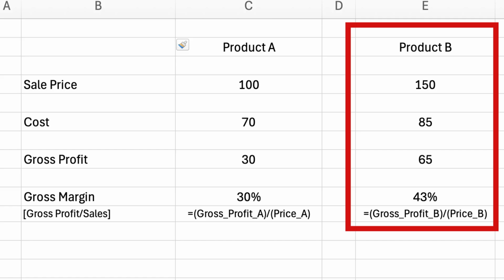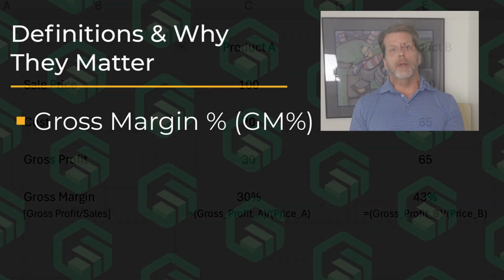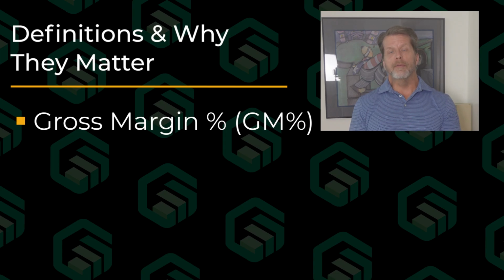You can use these gross margins to compare how product A is doing compared to product B. In this example, product B has a higher gross margin. One might conclude that this is a better product for the company. But obviously, we don't really have enough information to make that decision here. But this is a start.